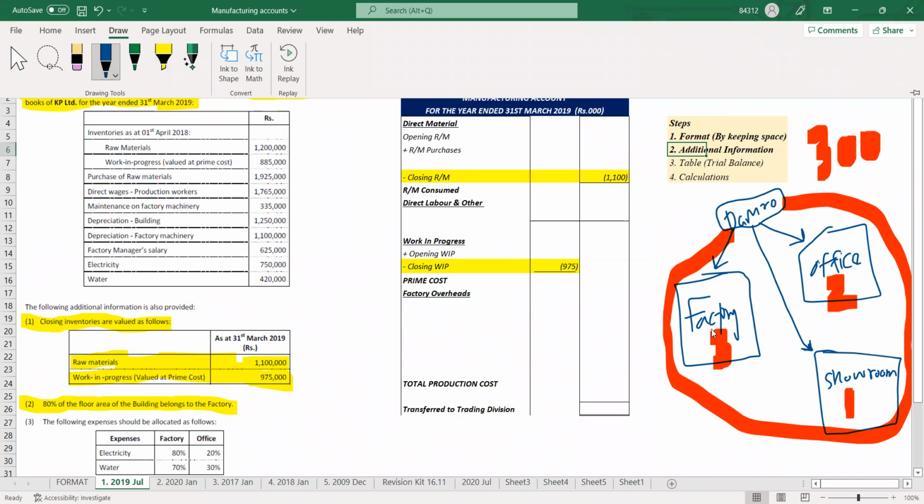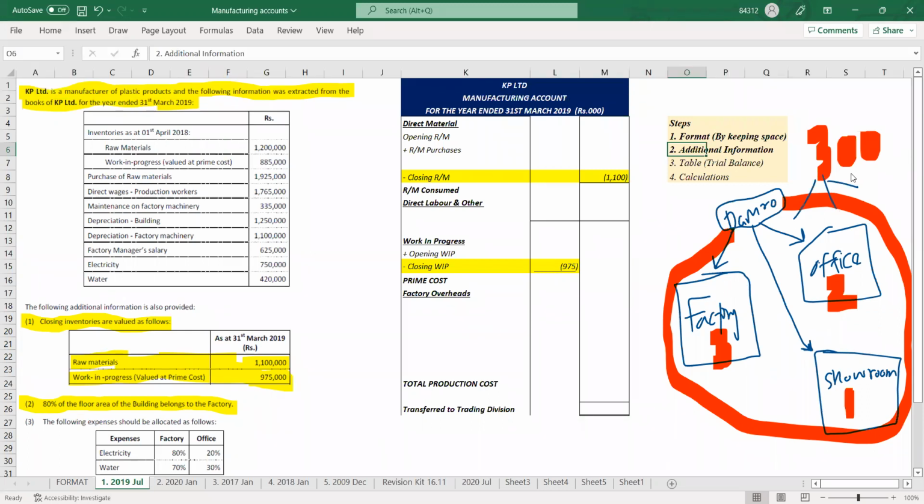Maybe for dividing the cost, you can use different types of basis. Either you can divide equally: 100,000, 100,000, 100,000. So that is called a base. We need a base. Let's say for an example, if it is electricity, we need to find a base to divide the electricity.